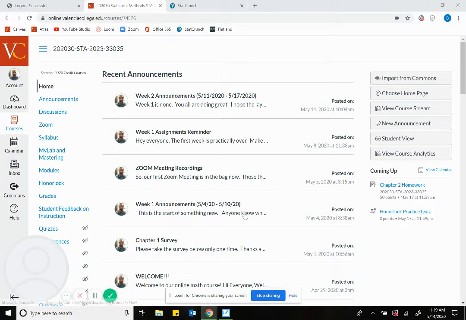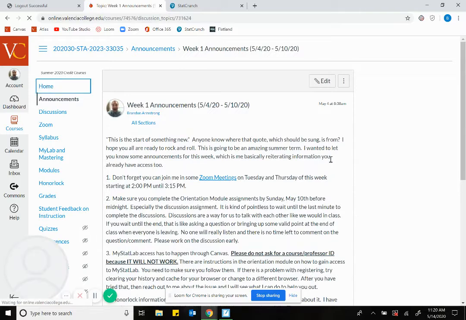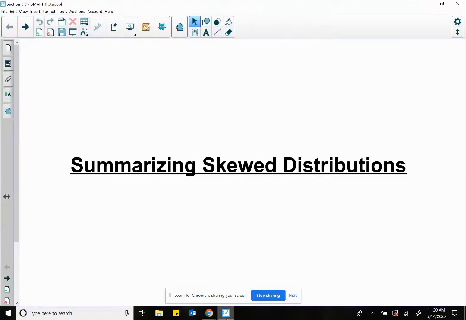Okay, so section 3.3. We've talked about how we deal with distributions that are unimodal and symmetric. So let's talk about distributions that are skewed. Skewed right, skewed left. We're still going to kind of treat them as unimodal.